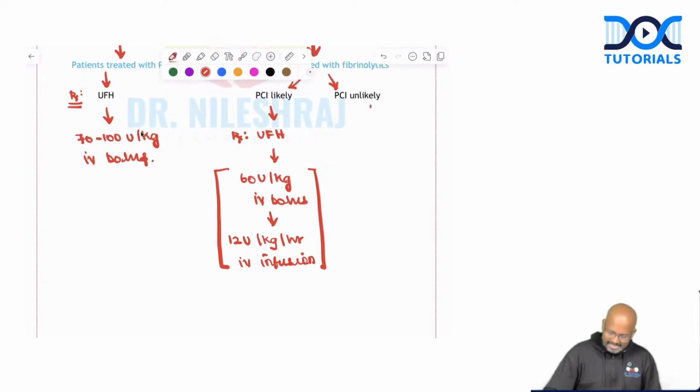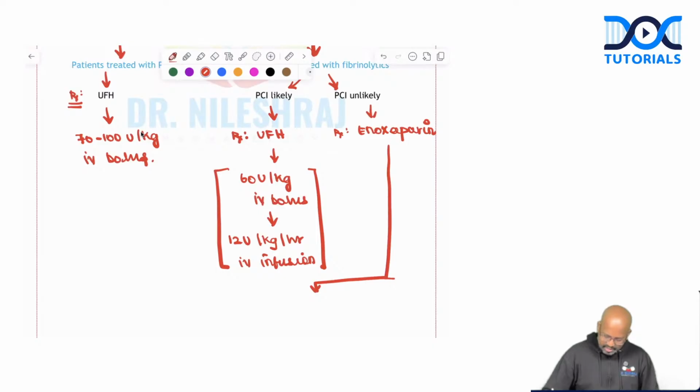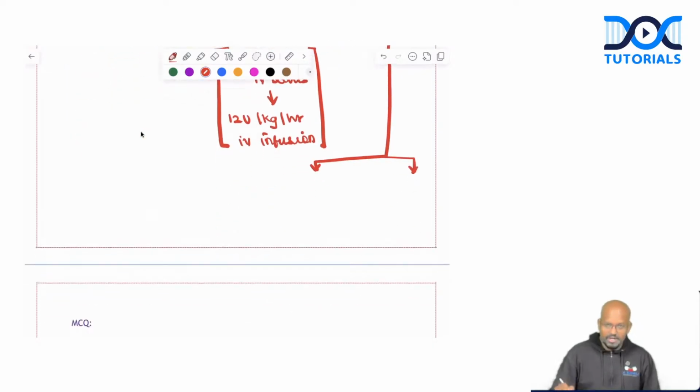Okay, no sir, PCI is highly unlikely. We don't usually progress on to PCI. Then we have to treat the patient with low molecular weight heparin, which is enoxaparin. Enoxaparin is called low molecular weight heparin. Again, here we have two different age bars. If you plan to administer low molecular weight heparin, age bar is also an important factor.